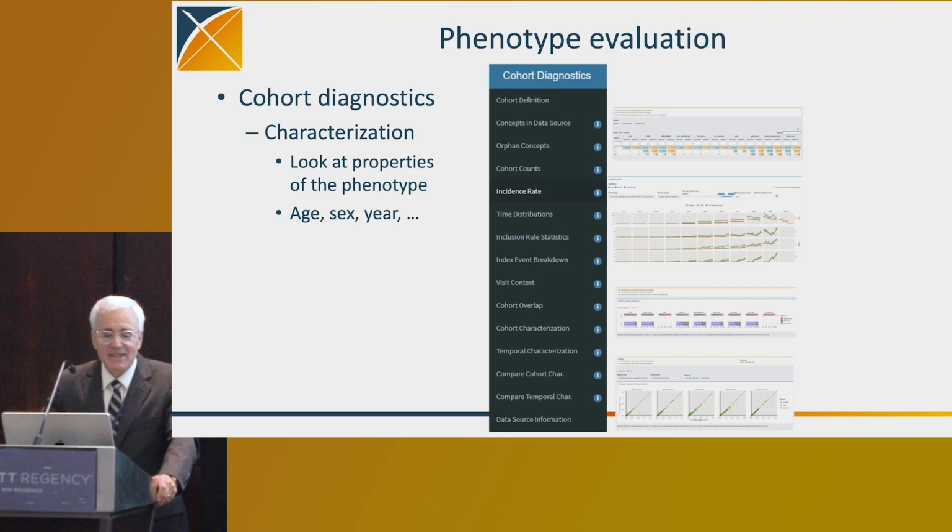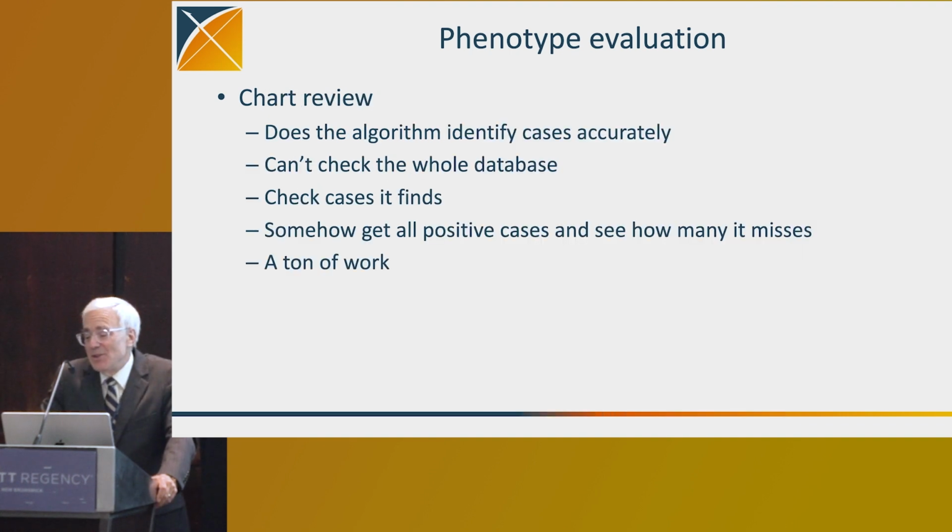Then I evaluate the phenotype. First thing I do is just look at it. Run this phenotype definition on my database, look at the cohort. Does it have the properties I expect? Male versus female, young versus old, what year it happened. Then normally what you would do is a chart review if you want to be fully rigorous. Does the algorithm identify the cases accurately? But you can't check a 1 million person database by hand. If it finds a case, you can check that case and calculate positive predictive value. I won't go through what that is, but if I want to find out if it got all the cases, there's no way to do that other than looking through 1 million cases. So that's hard to do.